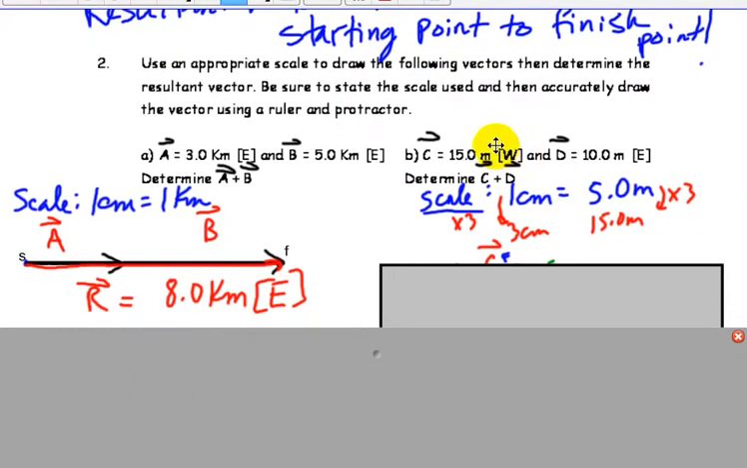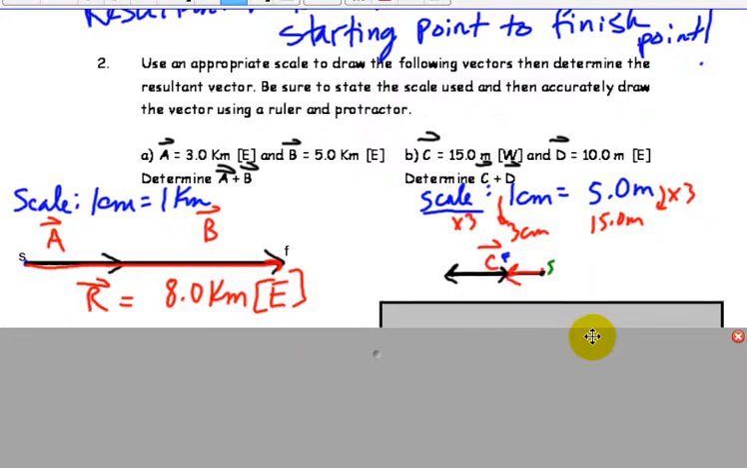So drawing the first vector, 15 meters west, would be 3 centimeters left. So that's indicated by this. Now if you look at this diagram, S is the start. So I drew this black arrow all the way to here, representing 15 meters west. So I would draw that 3 centimeters. Then from this point, turn and go 10 meters east. And of course this is going to be 2 centimeters. So I actually finish here where you see this F written.